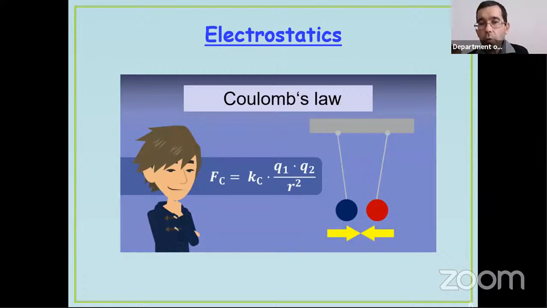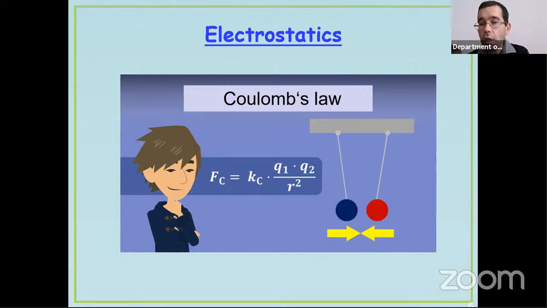As I have already mentioned, charged objects may attract or repel each other, but how can we quantify this? This is explained by Coulomb's law. Coulomb's law states that the larger the point charges are, the larger the force that acts between the charged objects. This is called the Coulomb force.